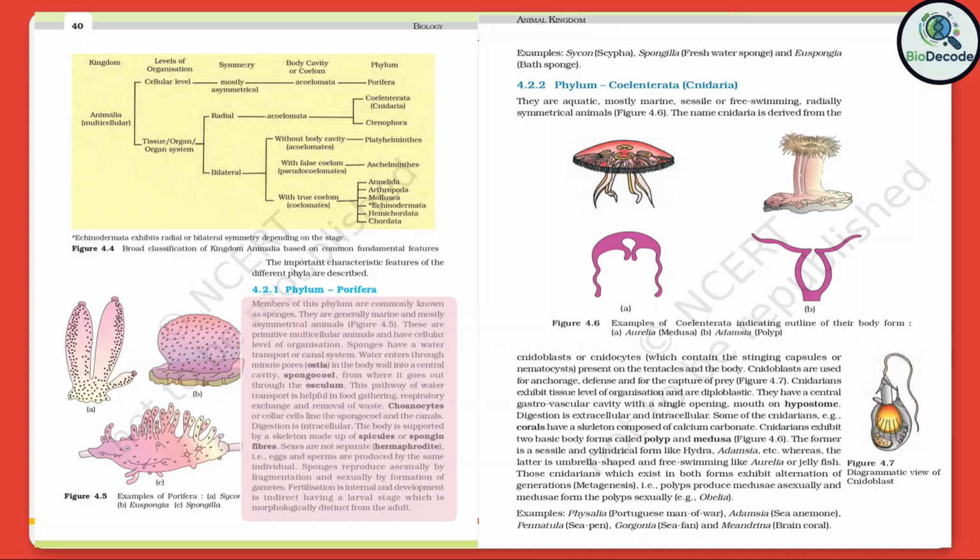This pathway of water transport is helpful in food gathering, respiratory exchange, and removal of waste. Choanocytes or collar cells line the spongocoel and the canals. Digestion is intracellular. The body is supported by a skeleton made up of spicules or spongin fibers. Sexes are not separate; sponges are hermaphrodite, that is, eggs and sperms are produced by the same individual.